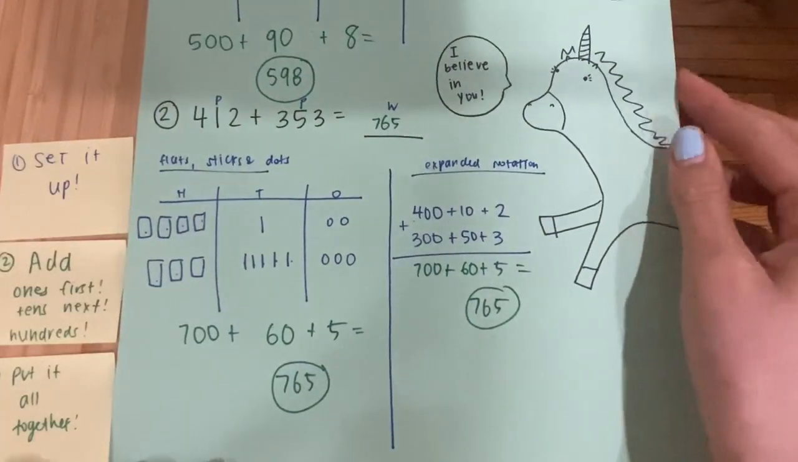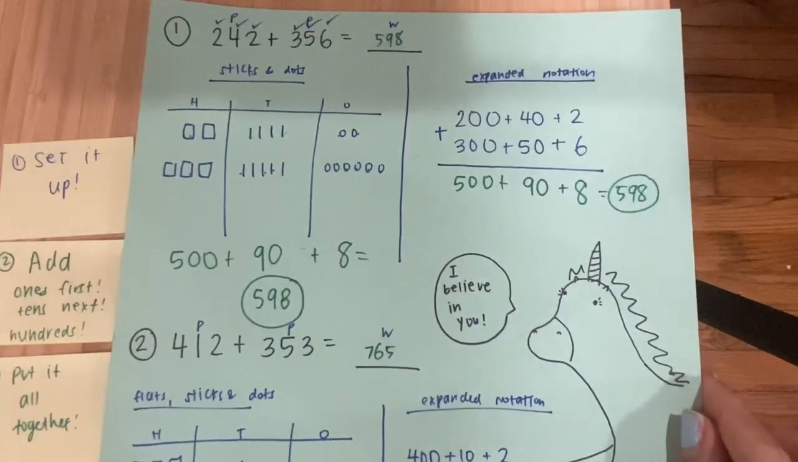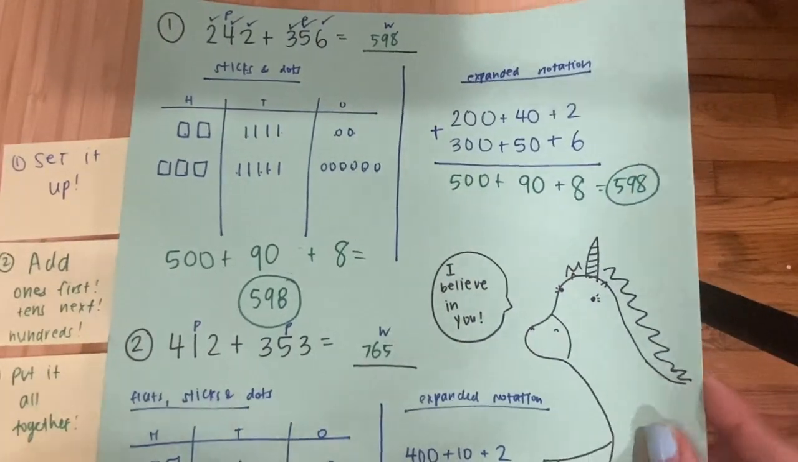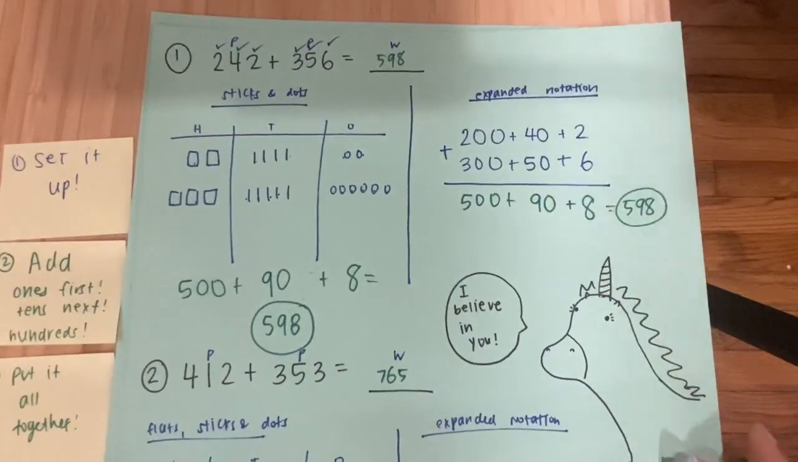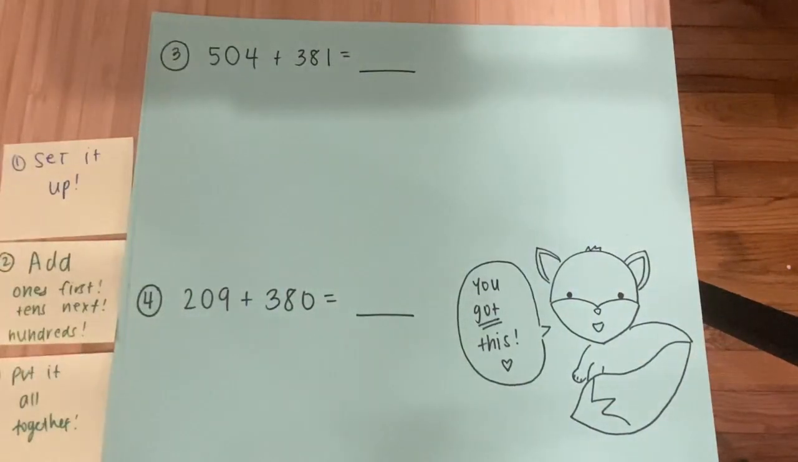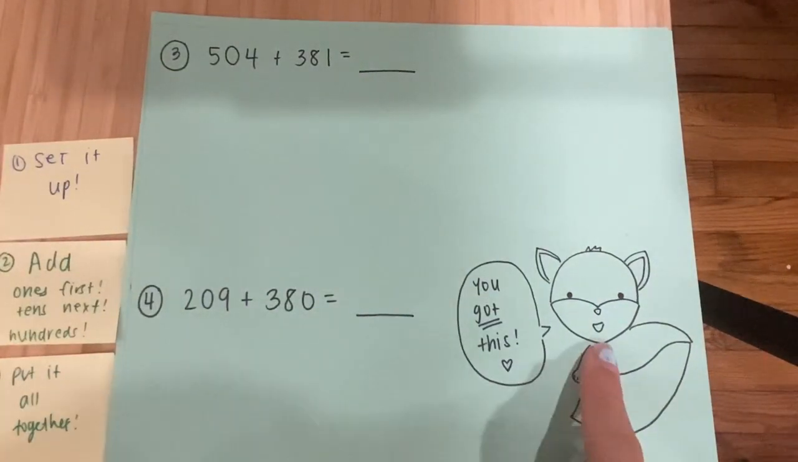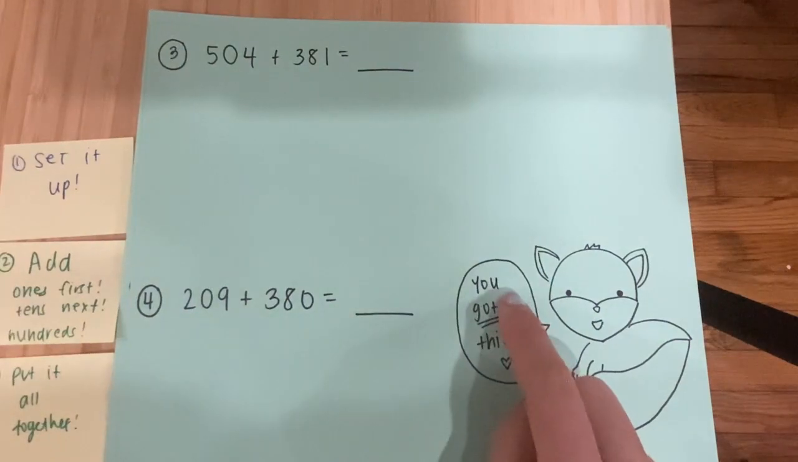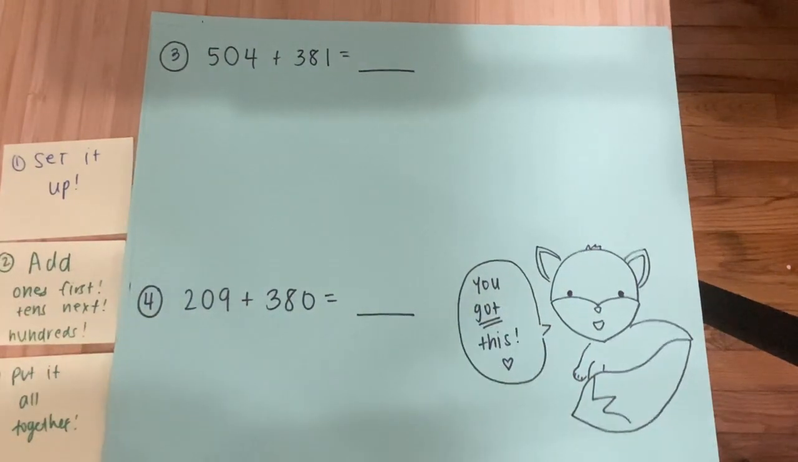Okay, are you ready to do more practice on your own? Do you want to see what animal Miss Kim drew on the next page? Let's see. Ta-da! It's a fox. Miss Kim tried to draw a fox, okay? And the fox is saying, you got this!